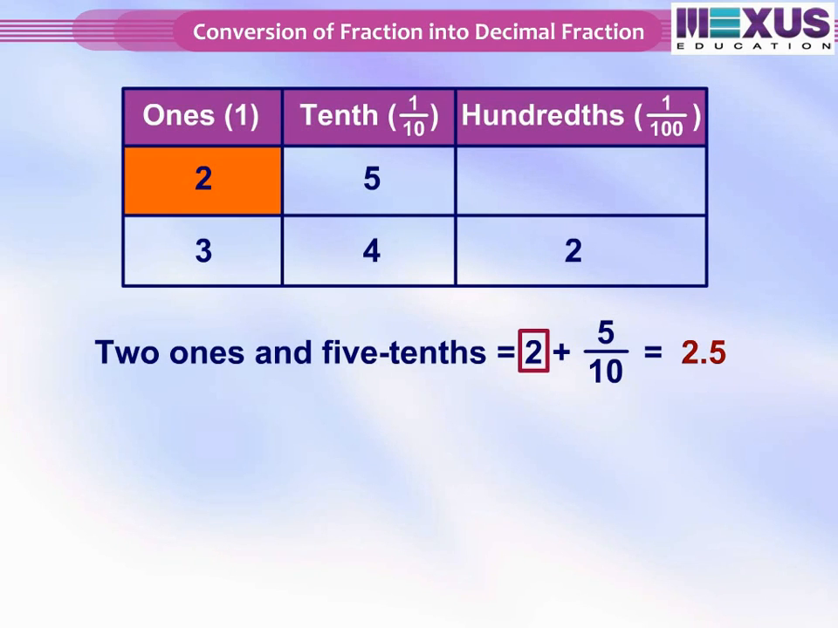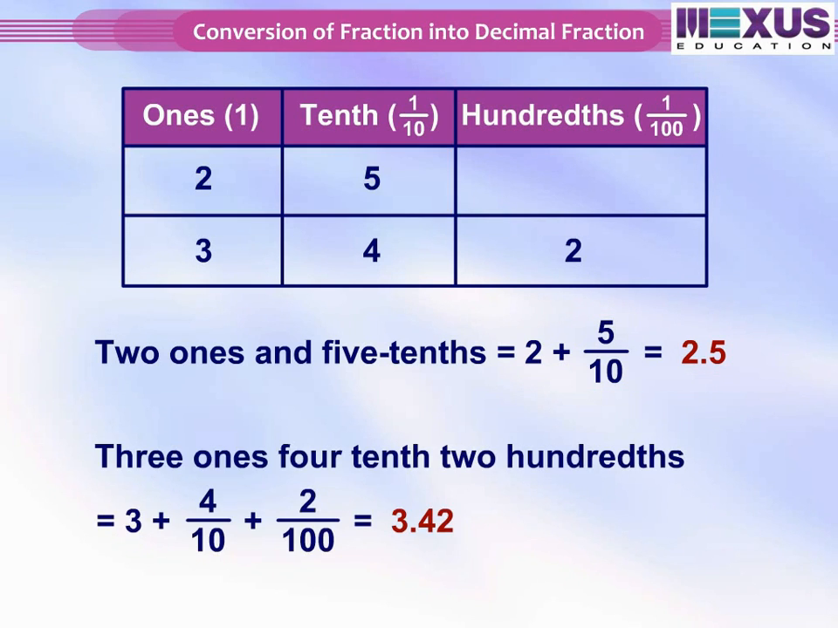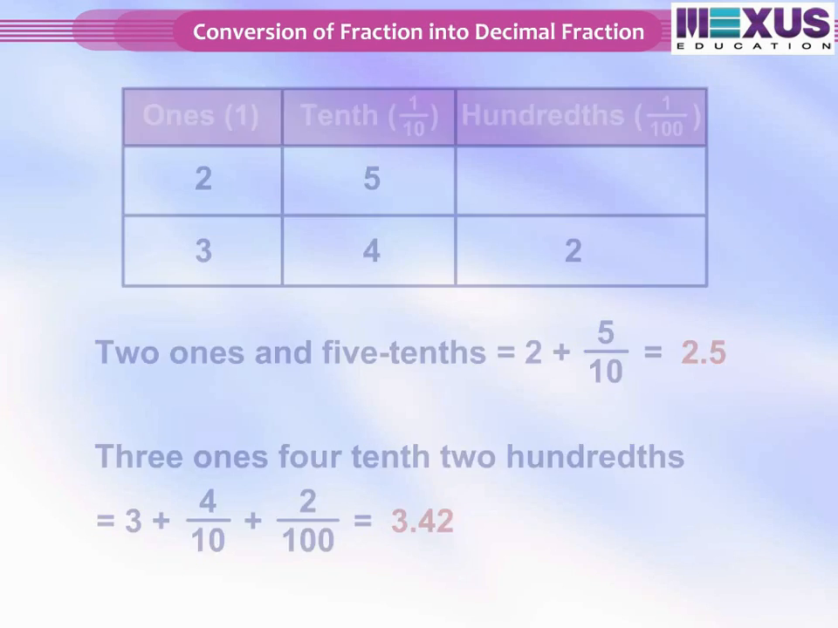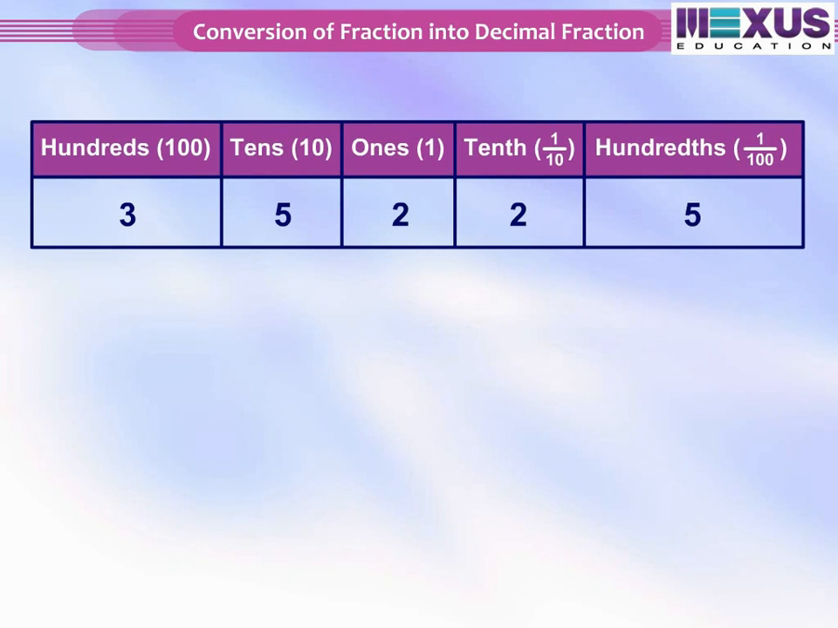The decimal form of 2 ones and 5 tenths is 2.5. Similarly, the decimal form of 3 ones, 4 tenths and 2 hundredths is 3.42. Now let's see the number in decimal form given in the place value table.